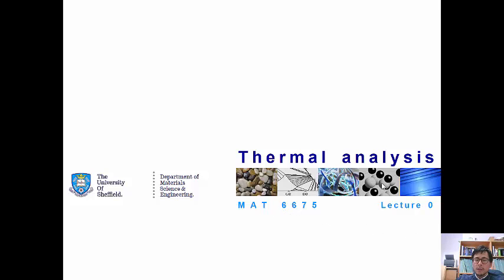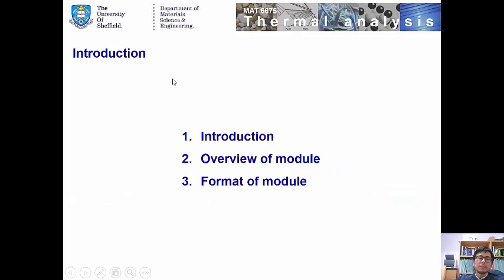As it says here, Lecture 0, this part is only an introduction. Our real study starts from the next one, Lecture 1. Let's get started. So, firstly, I'd like to introduce myself, then give an overview of the module. And also I'd like to explain how this part, thermal analysis, of the module works.